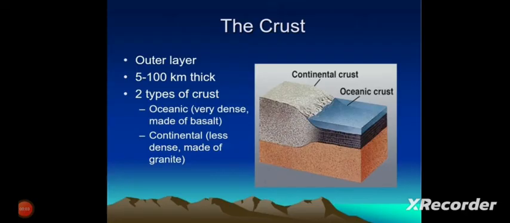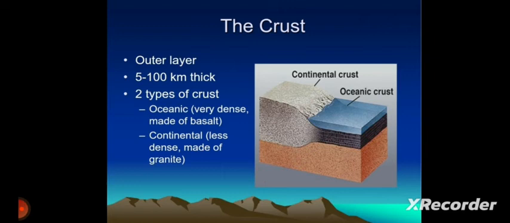Now we see the features of the crust layer. Features are as follows. Number 1, outer layer. Outer or upper, both are the same term. The uppermost layer of the earth's surface, which we call crust, means outer surface. Now see another feature. How many kilometers thick? 5 to 100 kilometers.